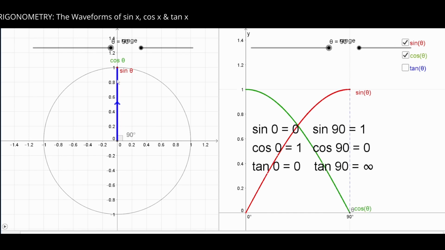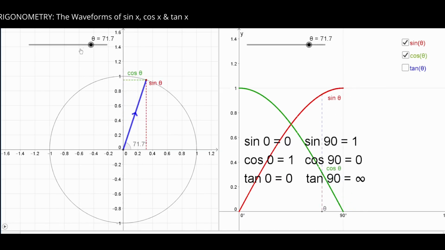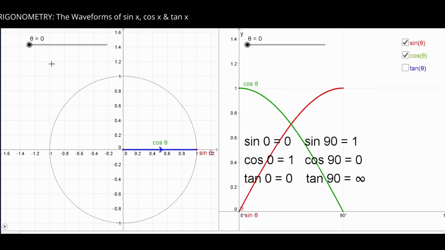And there are the plots of the two complete curves. Sine climbing from 0 up to 1 and cosine decreasing from 1 to 0 between those same angles of 0 degrees and 90. Okay, let's wind ourselves back to 0 and add tan to the mix.